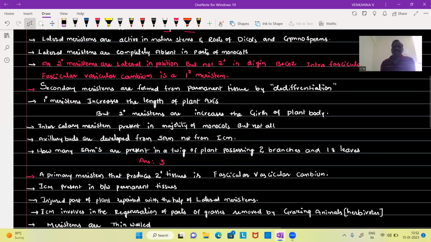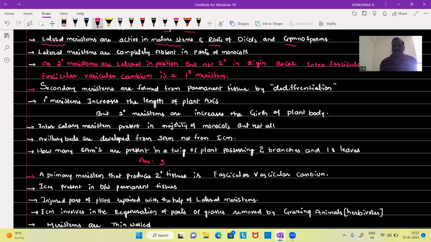Lateral meristems are active. The lateral meristem means cylindrical meristems. Lateral meristems are active only in mature stems and roots of dicots and gymnosperms. Why? Because in monocot plants, we can't see the lateral meristem in any part, be it a stem, a root or a leaf. So in monocots, the lateral meristems are completely absent.